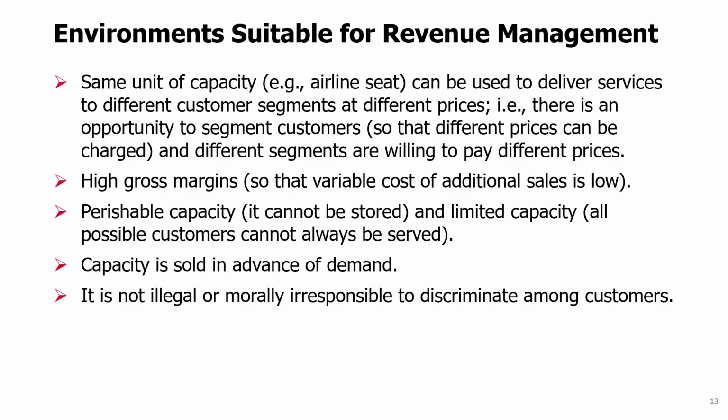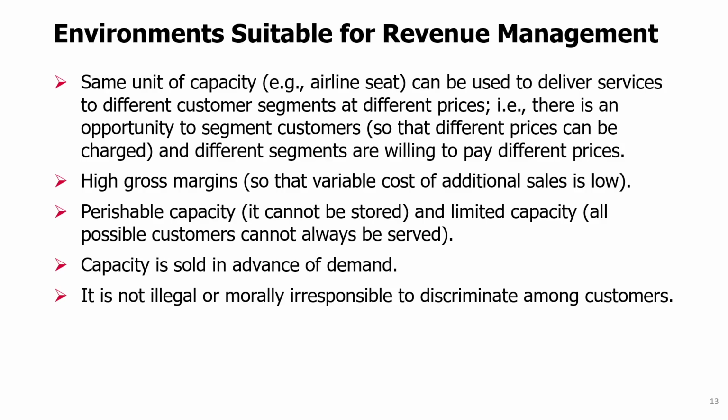Environments suitable for revenue management. The environments that are suitable for revenue management have to satisfy several restrictions. The first of them is that the same unit of capacity, for example, an airline seat, can be used to deliver services to different customer segments at different prices. In other words, there is an opportunity to segment customers so that different prices can be charged and the different segments are willing to pay different prices. So this is an opportunity, for example, in airlines, in hotels, in many other industries.